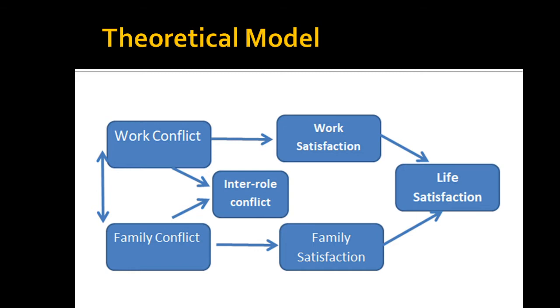The fourth one is work conflict and work satisfaction. That is called P5. And the next one is family conflict and family satisfaction. That is, sorry, P5 I think. P4 is work conflict and work satisfaction. P5 is family conflict and family satisfaction. P6 is work satisfaction and life satisfaction. P7, family satisfaction and life satisfaction.